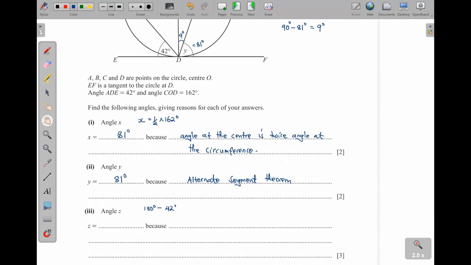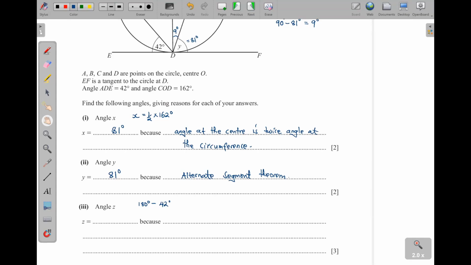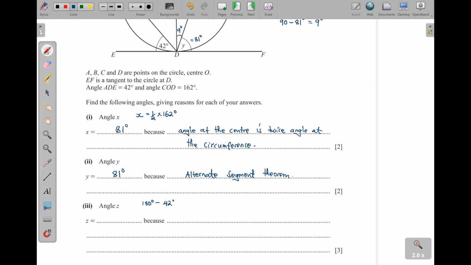Actually, let me just say 180 minus 42 minus the 81. Okay, minus the 81. So altogether, I would be getting this angle here, the whole of it. Angles on a straight line, remember, add up to 180. So I subtract this and then this one, then I would be getting the one that is remaining here. So this one will give us 57. Then after getting that 57, Z is going to be equal to 180 minus 57.